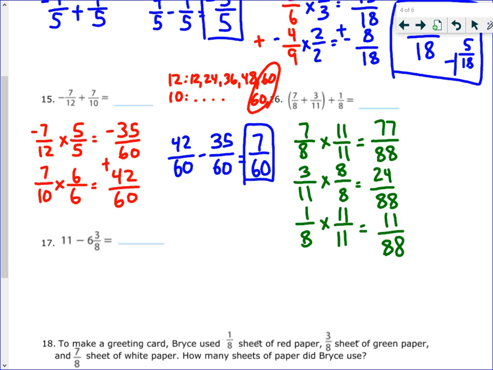And once again, we're adding all of these. The denominator stays the same. So 77 plus 24 plus 11 gives us 112. So my final answer is going to be 112 over 88. Thankfully, they're all positive. That made it a little easier.